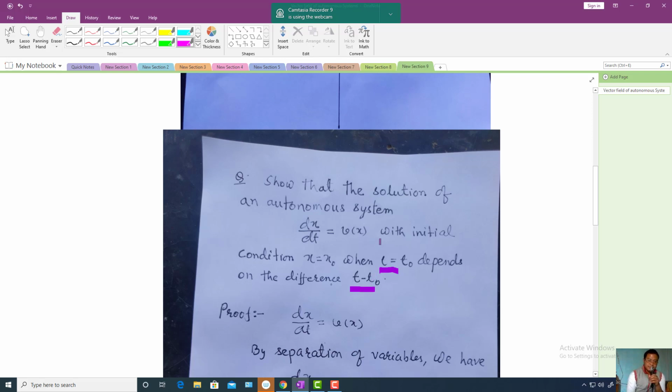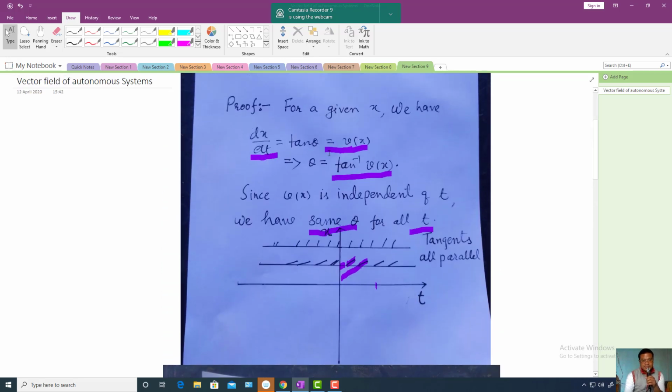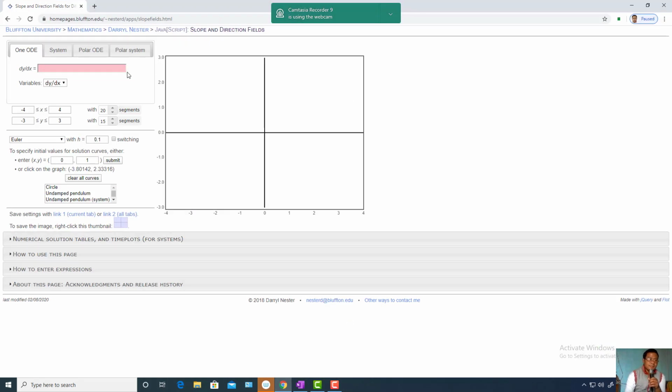So before going to the proof of this one, let us first see some example using the software. Let us go to the website. The site is here. For an autonomous system, here instead of t we are using x, and instead of x we are using y. So the dy by dx form is here.